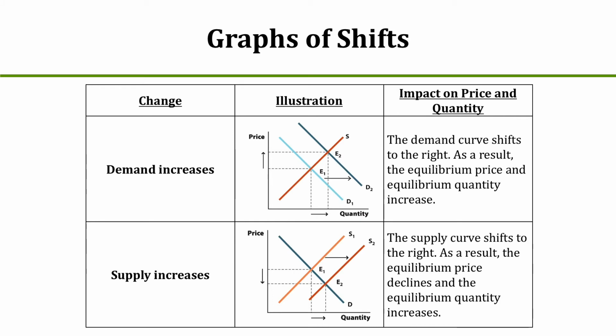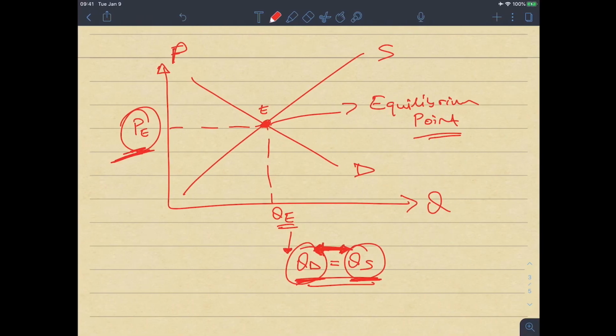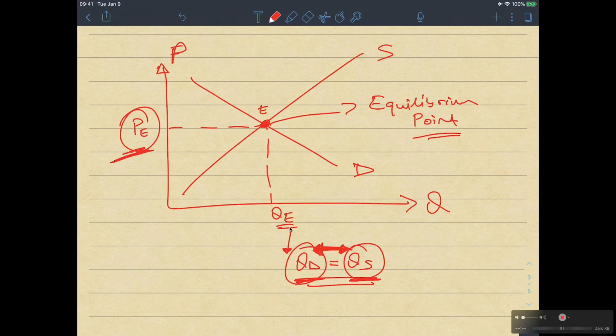So the next one is the graph of shifts. We covered the equilibrium, market equilibrium price, and market equilibrium quantity, but we want to know what's going to happen when demand shifts only, for example, when supply shifts only, or what happens when both demand and supply shift simultaneously. We want to understand what's going to happen to the equilibrium price and the equilibrium quantity after these shifts.